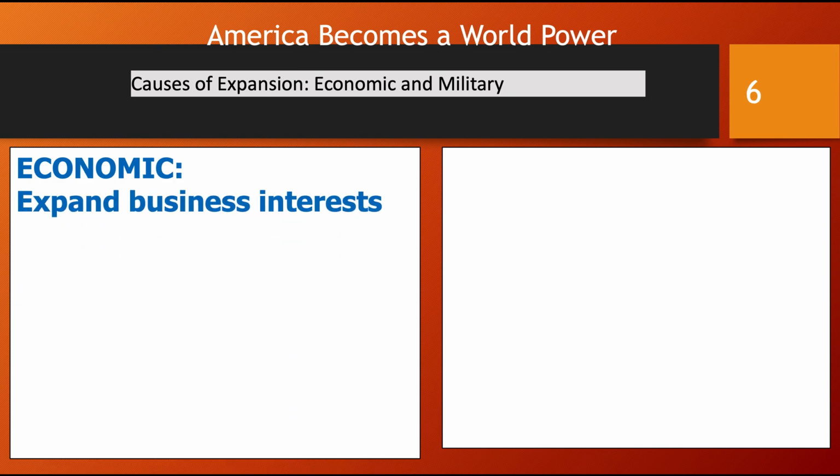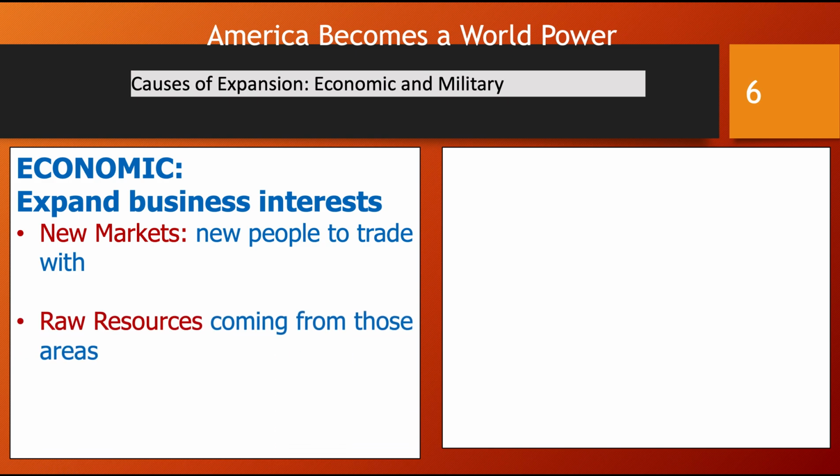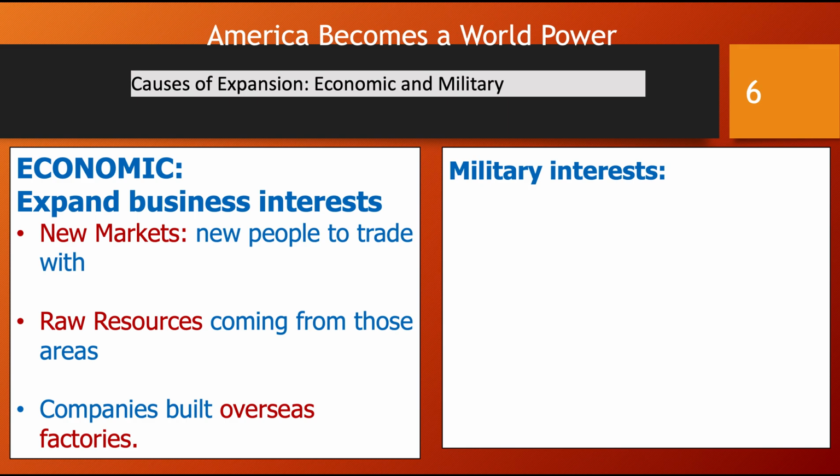Economic. Economically, we wanted to expand our business interests. New markets enabled people to trade, more people for us to trade with. Raw resources came from those areas to create our products that we are selling in those new markets. And companies built overseas factories. Many of those factories had very cheap labor.